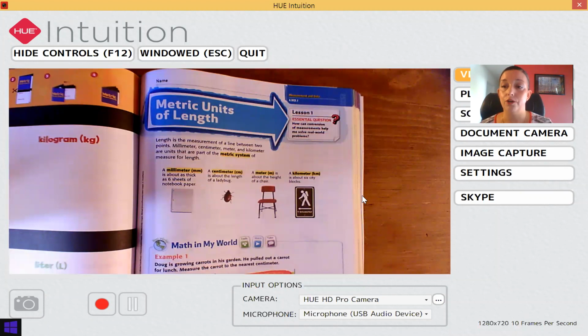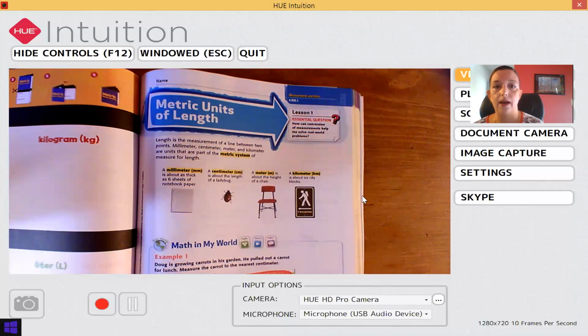We are beginning a new chapter. We're still going to be working with measurement, but we're going to be working with a different system of measurement beginning today. We were working with customary units before, which is the system that is most often used in the United States to measure.